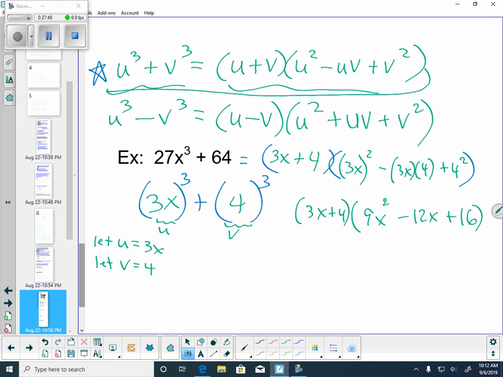All right, I don't think that this is ever factorable further, so I wouldn't even bother trying. So I think this is going to be our final answer for factoring the 27x cubed plus 64.